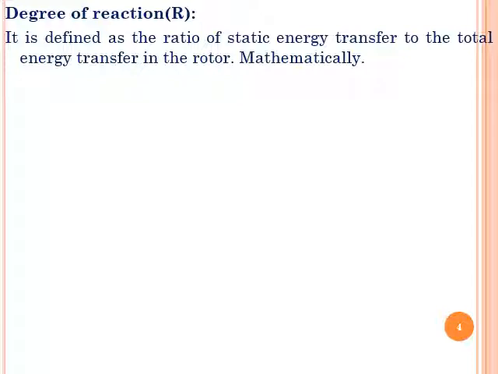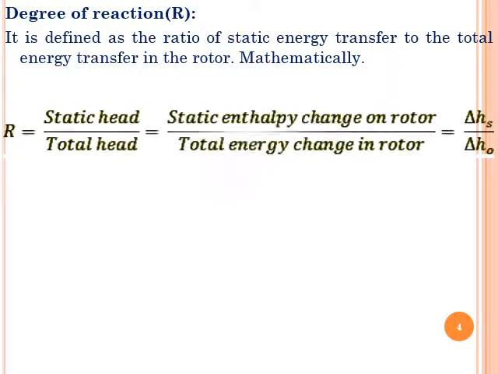Mathematically, the degree of reaction R is equal to the ratio of static head to total head. That is also explained as the ratio of static enthalpy change in the rotor to total energy change in the rotor. It is expressed as the ratio of delta Hs, the static enthalpy change, to delta H naught, the total enthalpy change in the rotor.